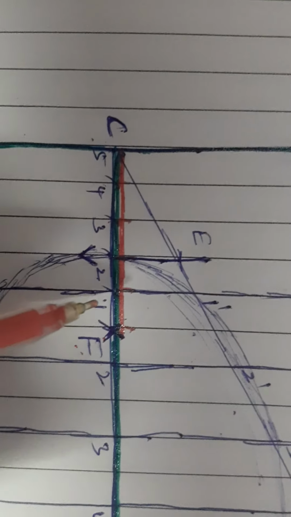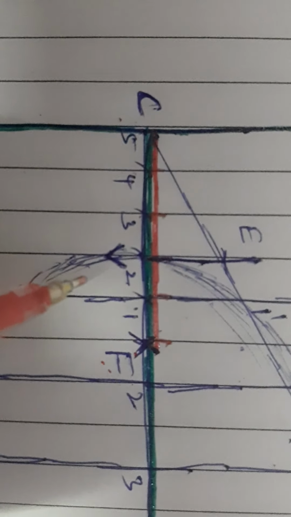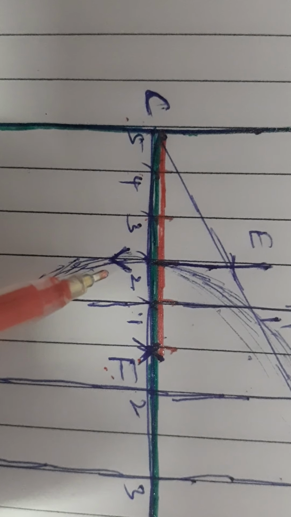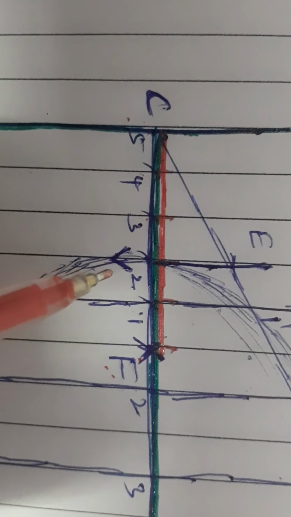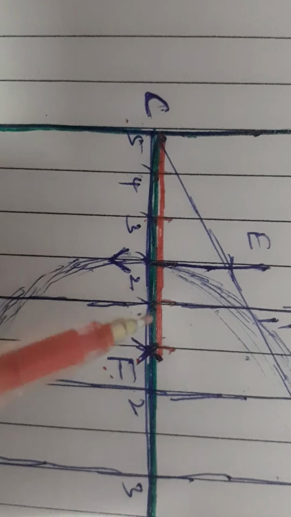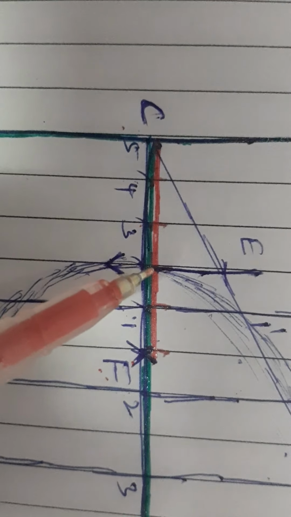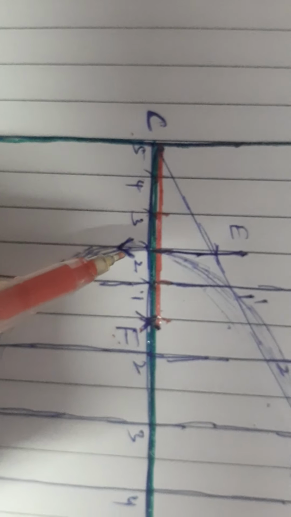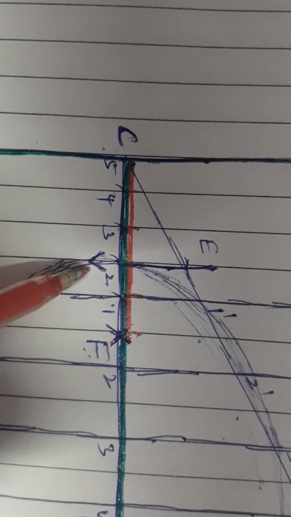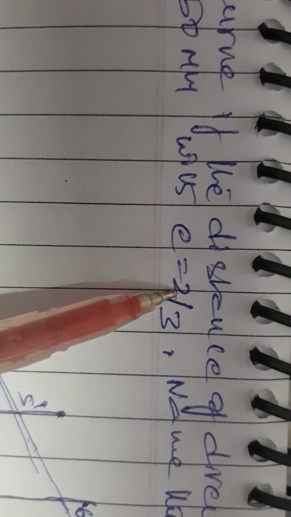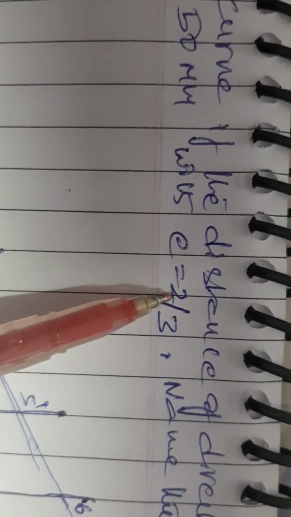And now it's time to locate the position of vertex. What is vertex? Vertex is the position at which the curve and axis intersect. Since e is given as 2 by 3, we need to locate the vertex at the second division from F.